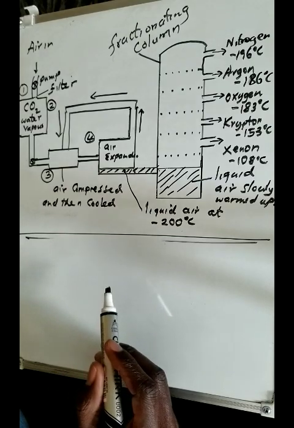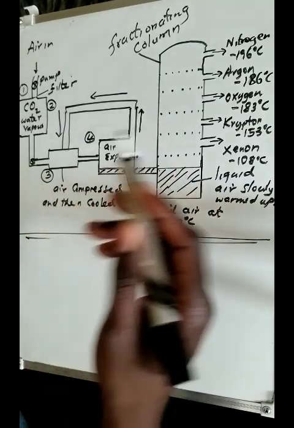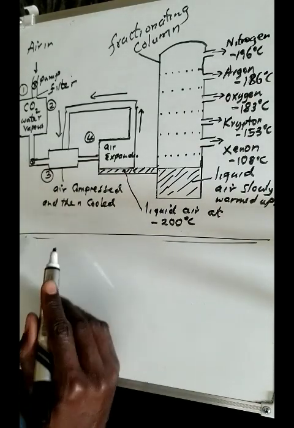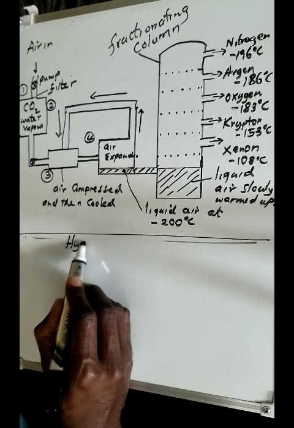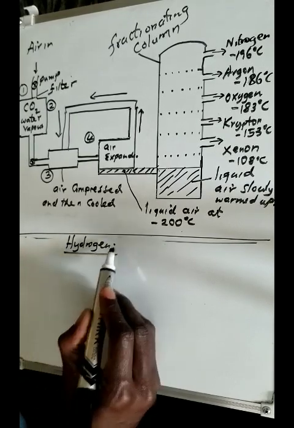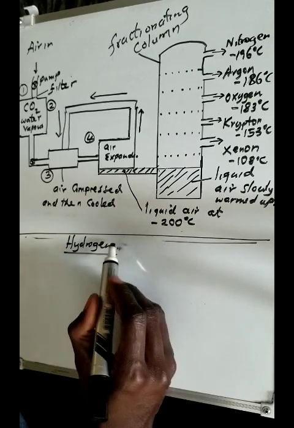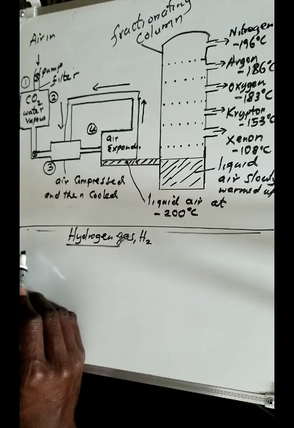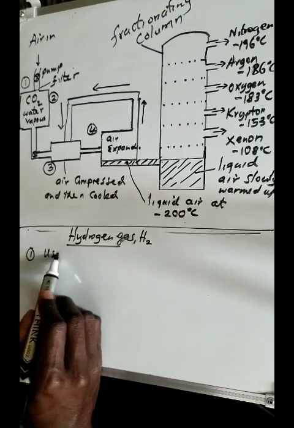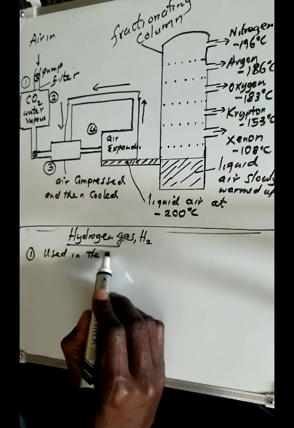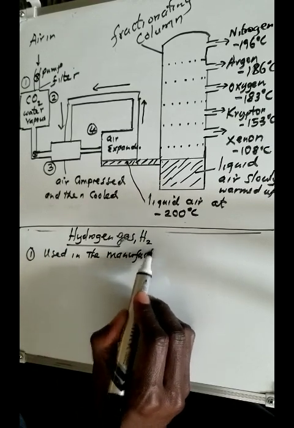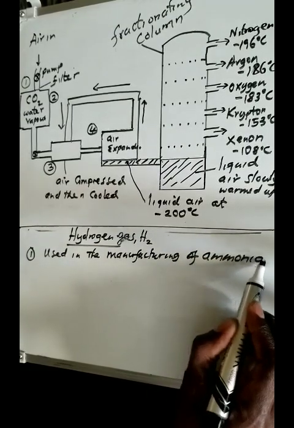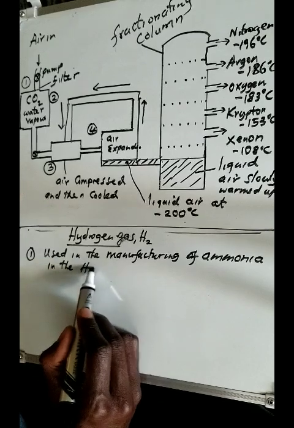Of course, though we have not mentioned hydrogen, hydrogen is also one of the components of air. So I can just give you the uses of hydrogen gas. What are the uses of hydrogen gas? You need to remember that, one, it can be used in the manufacturing of ammonia in the Haber process.